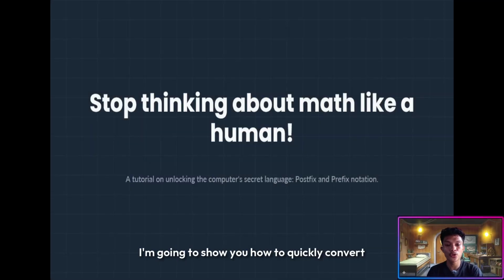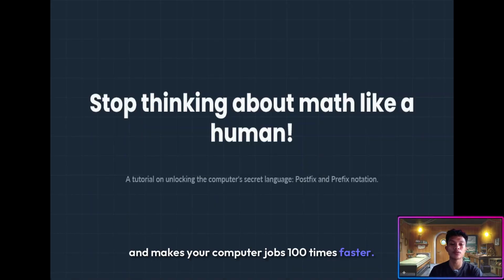I'm going to show you how to quickly convert any complex expression into these formats, which removes the need for parentheses and makes your computer's job 100 times faster. Let's dive in and start converting.